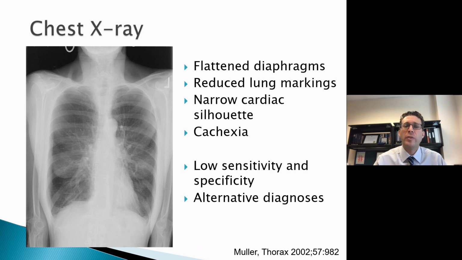Chest X-ray in severe COPD may show findings seen on this photograph with flattened diaphragms, reduced lung markings, especially in the upper lobes, very narrow cardiac silhouette, and cachexia or muscle wasting.